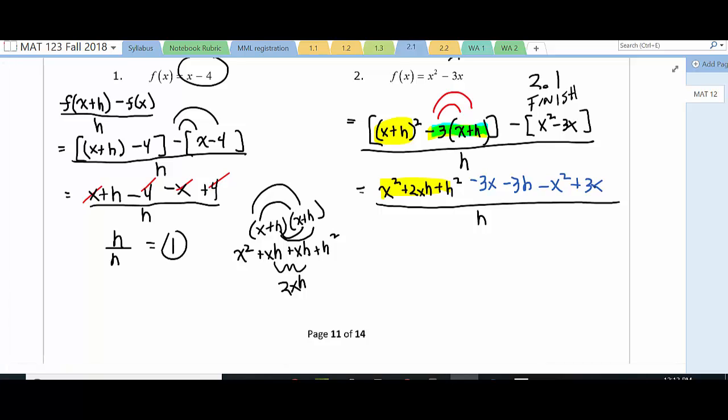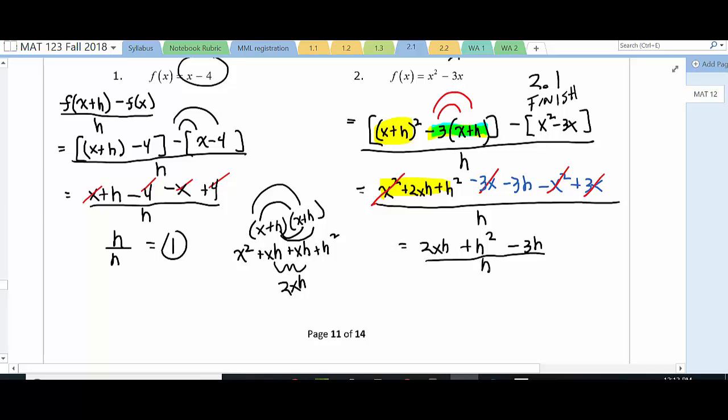You got everything multiplied out. Now what are you going to do? Well, a bunch of stuff crosses out. The x squareds cancel. The 3x's cancel. So what we're left with is 2xh plus h to the second minus 3h all over h. So if you did the algebra correctly, that's what you should get.